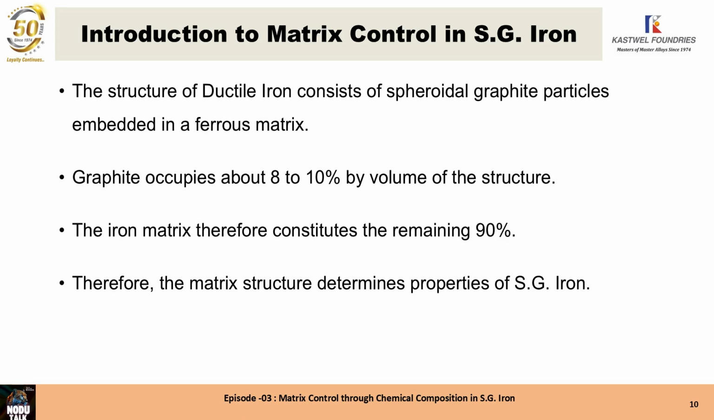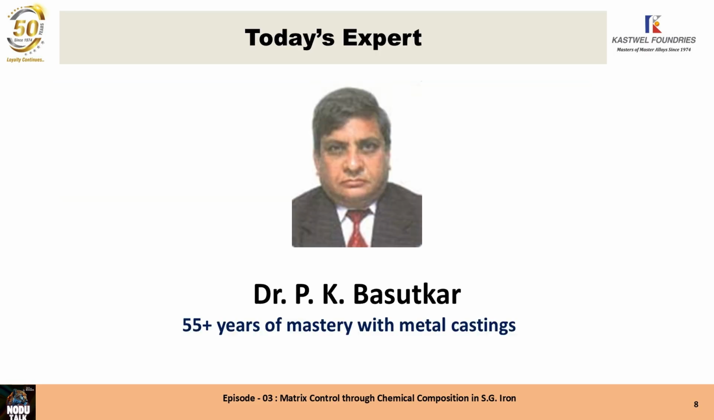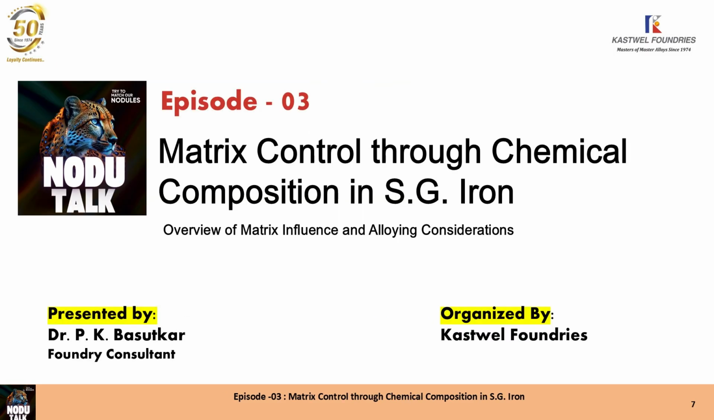Namaskar. Good afternoon, friends. Before I go to the main topic, I have a nice question which I would like to answer. The question was asked to me: while making grade 500/7, we get higher tensile strength but lower elongation. The customer also demands a minimum BHN of 180 on casting section thickness 15 to 30 millimeters.